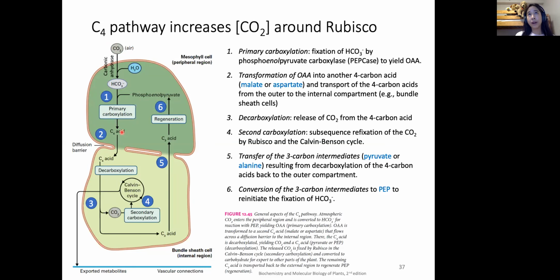This C4 compound from the mesophyll cells outside, closer to the stomata, will travel through the plasmodesmata between cells, and it will release carbon dioxide for Rubisco to fix for the second time. The C3 products will travel back to the mesophyll cells, where they can be regenerated and fix more carbon as bicarbonate again.